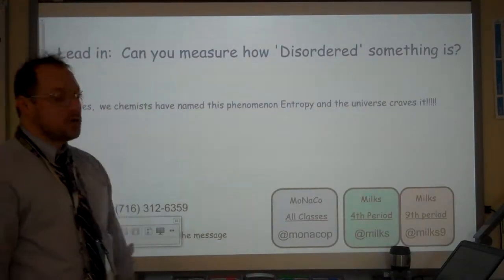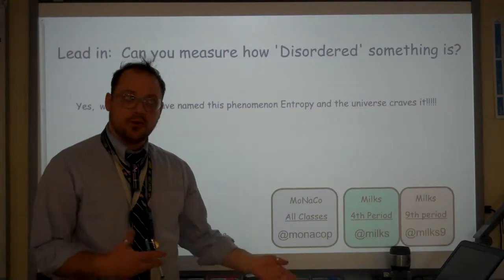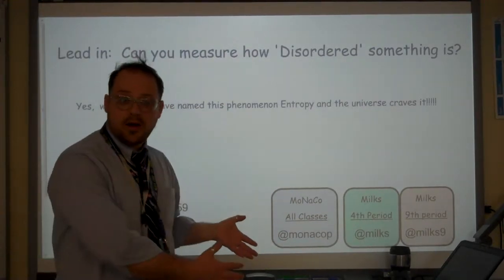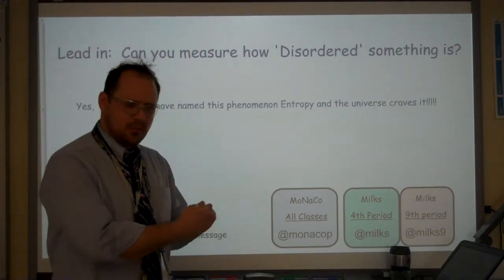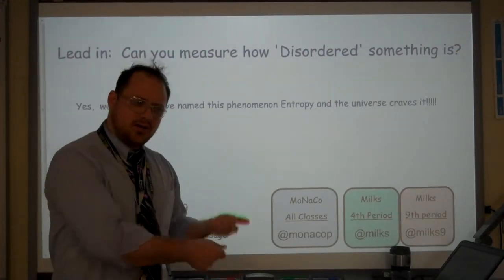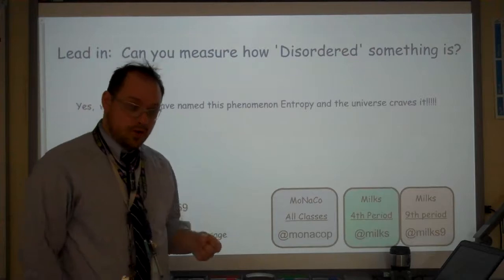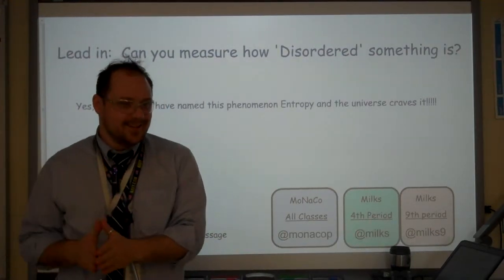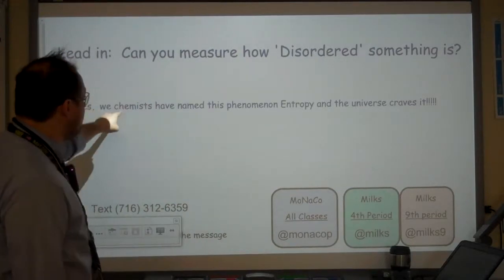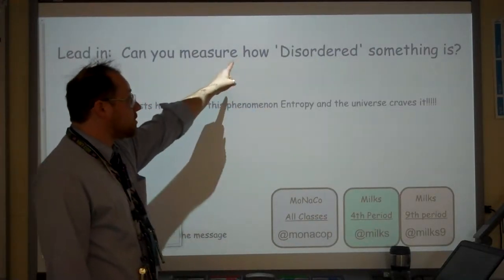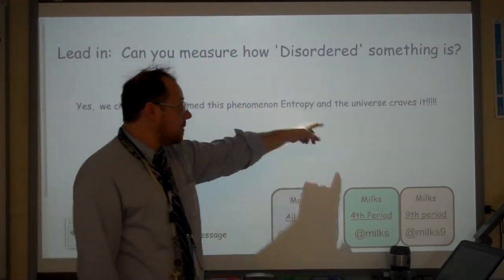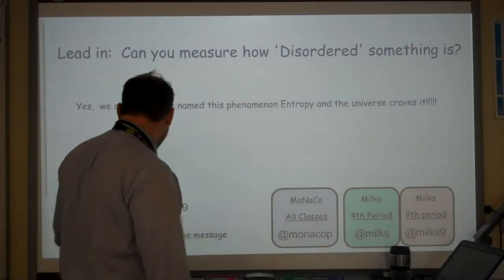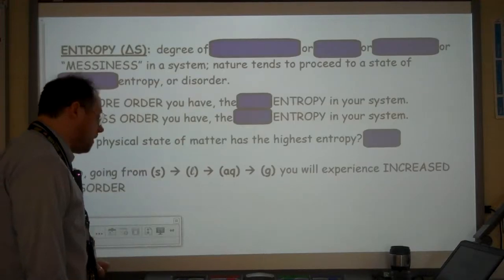Can you measure how disordered something is? Like, think of your room. Is it super neat or is it super messy? Or think of your laundry pile. Do you fold your laundry so you can put it in the dirty laundry pile? Think about that. Disordered or ordered. Disorder, crazy, chaos, random. Ordered, nice and neat, sequential. So yes, we chemists have named the phenomenon for measuring disorderedness, entropy, and the universe likes it. The universe likes things to be crazy, random, and disordered. Overall.